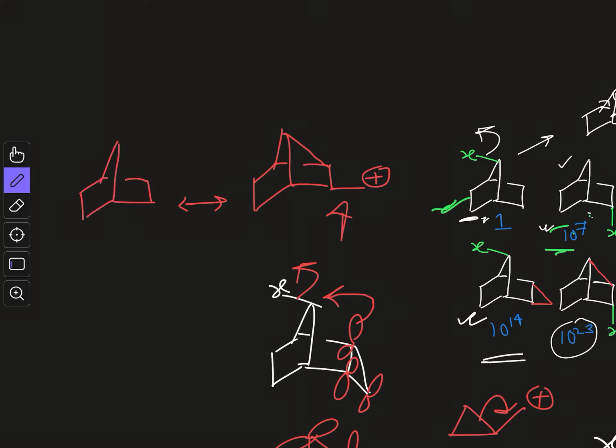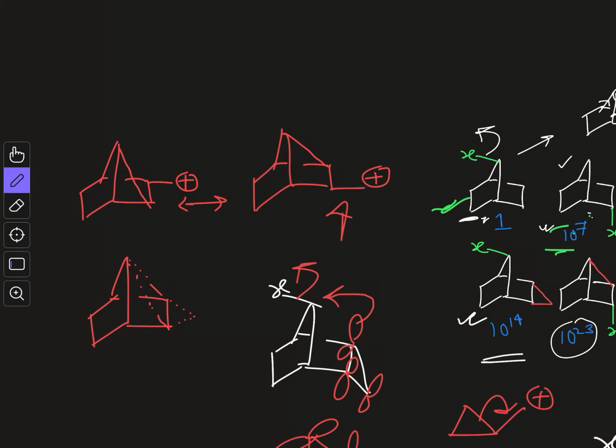From this side also you can have participation, and here you have the positive charge. So all these resonance canonical forms are there, and how you can represent it by resonance hybrid is important. So you can represent it like this, with a dotted bond over here. This is how you can represent it.